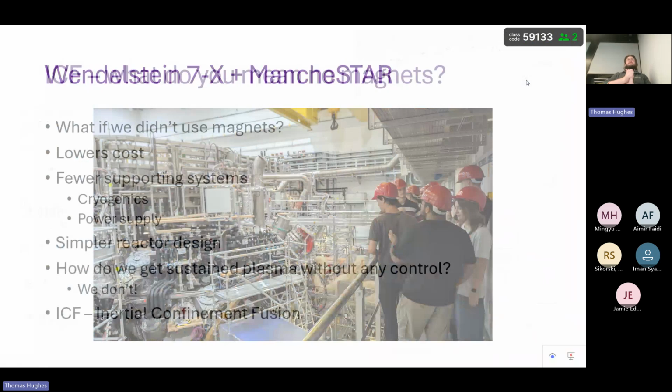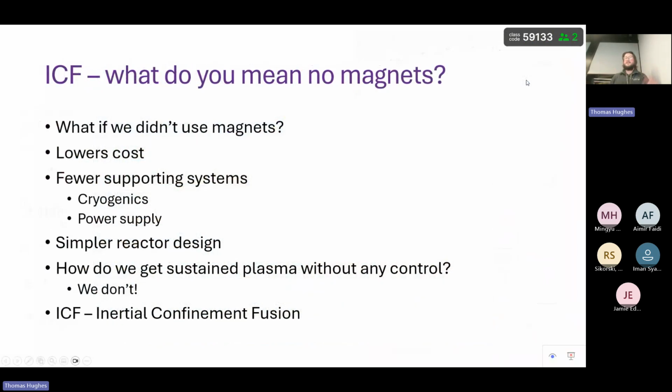So ICF is the main one, it's the main alternative. The Stellarator is sort of the cousin of the Tokamak. This is like just complete divergence. So what if we didn't use magnets for controlling plasma at all? If we just didn't have any of them? So it would lower the cost massively. You wouldn't have to do any cryogenic stuff. You'd lower the input power supply. The reactor would probably get quite a lot simpler.